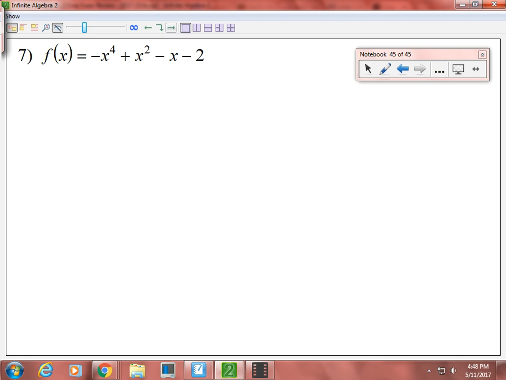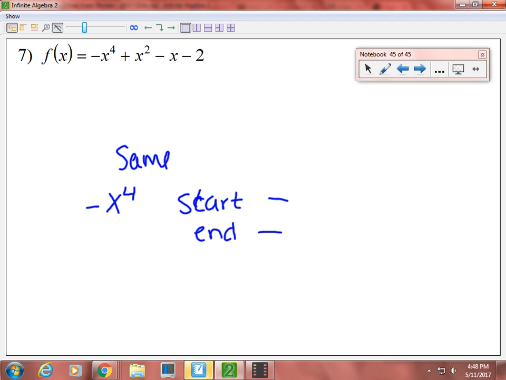Number 7. It wants to know the end behavior of this. So what happens is this is x to the 4th, so it's going to be the same, but it's negative x to the 4th. So it's going to start negative, and it's going to end negative. So it's going to rise, I guess, technically, because it's starting negative.